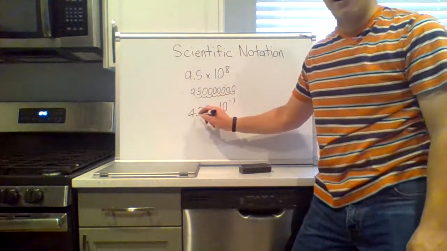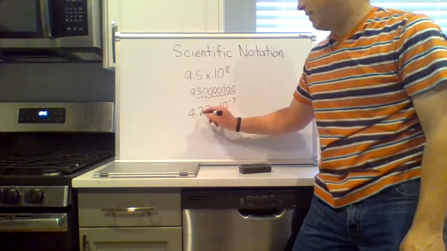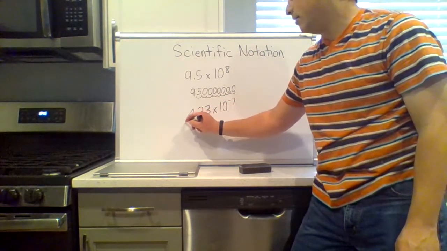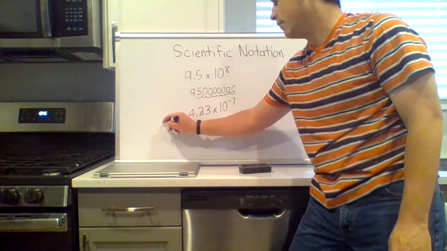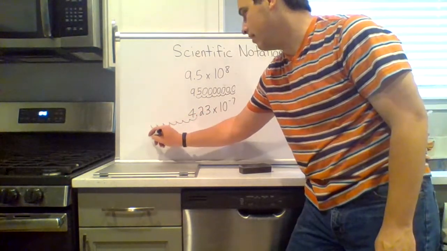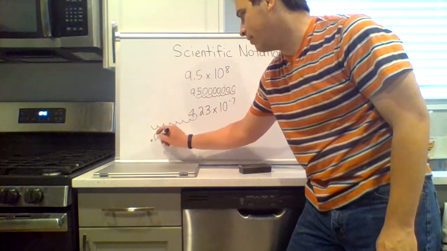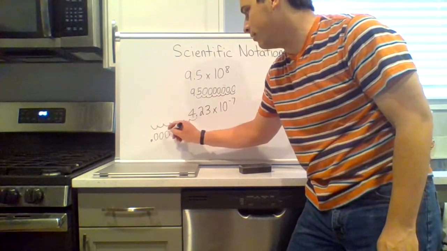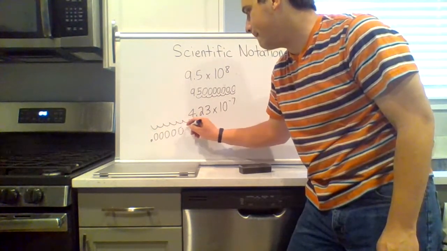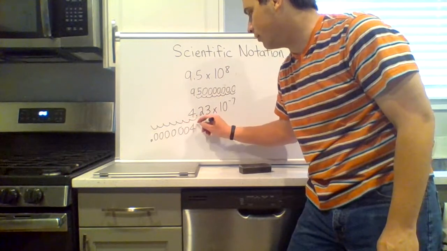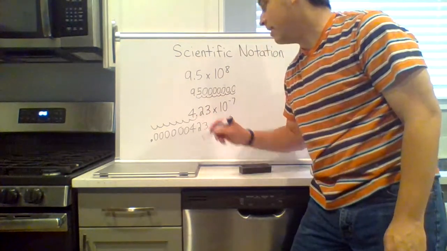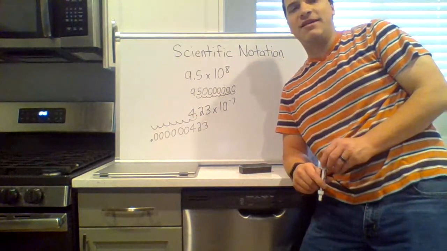And going the other direction, 4.23 times 10 to the negative 7. 1, 2, 3, 4, 5, 6, 7. So this can be right in here. 0, 0, a 0 in each loop, and then the 423 stays the same. That's how you go from scientific to standard.